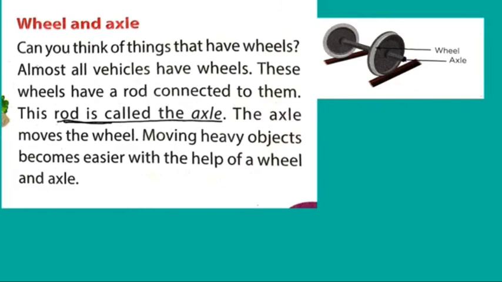Now the next is wheel and axle, and it is the third simple machine. It consists of a wheel with a rod. Can you think of things that have wheels? Yes, and the examples are car, truck, etc. Almost all vehicles have wheels. These wheels have a rod connected to them, and this rod is called the axle. The axle moves the wheel. Moving heavy objects becomes easier with the help of a wheel and an axle. When the axle is moved, then the wheel attached to the axle is also moved.